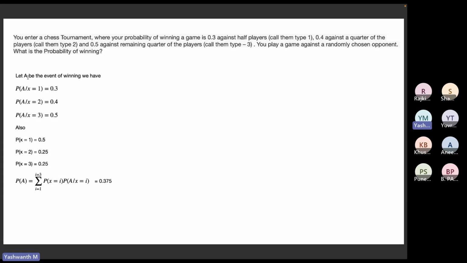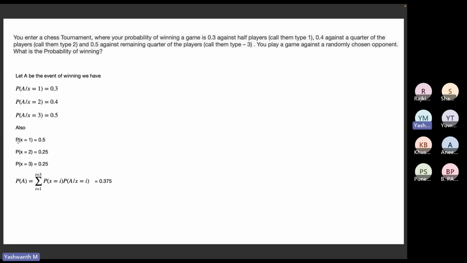So I've written down the solution here. Basically, it's a straightforward question. If A is the event of winning, you don't know which type of player you end up playing with, so we have three different possibilities. Given that you encounter a player of type 1, the probability of winning is 0.3. Type 2 player, probability of winning is 0.4. Type 3 player, probability of winning is 0.5.